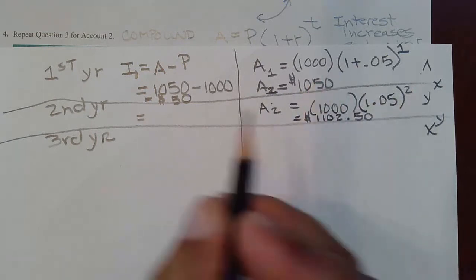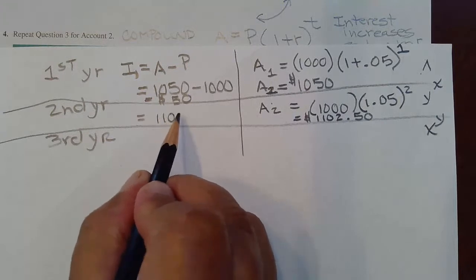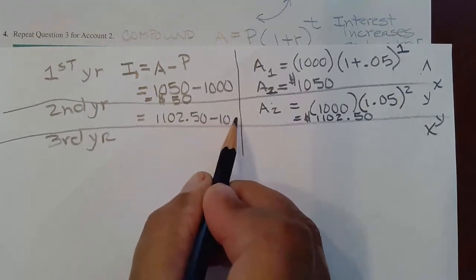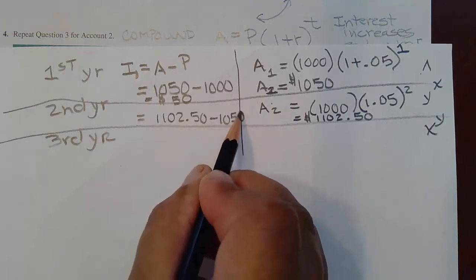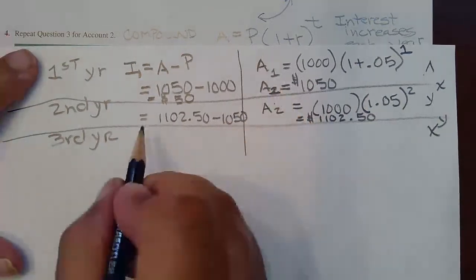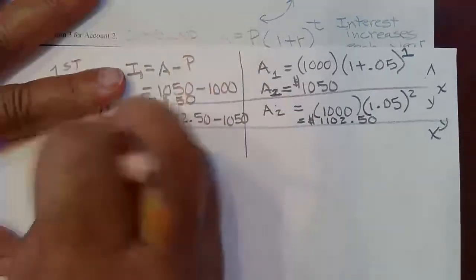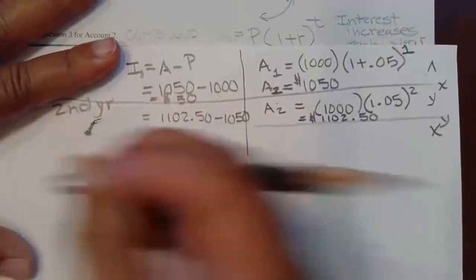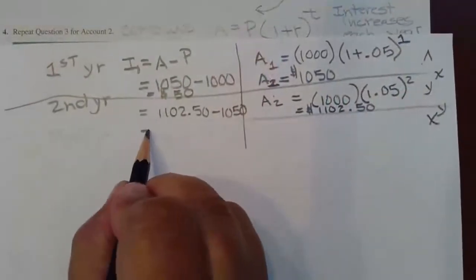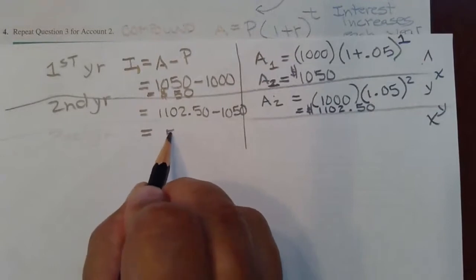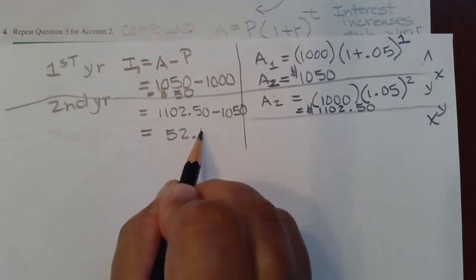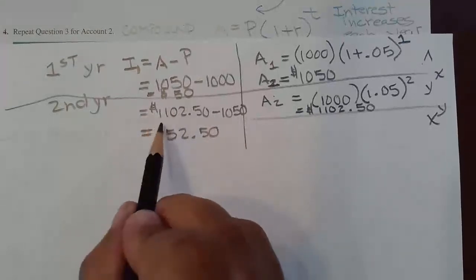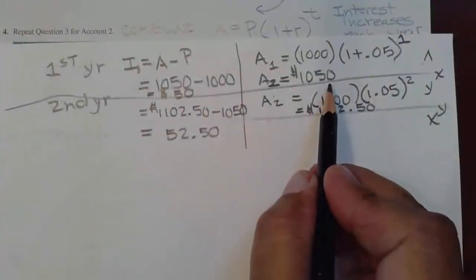So you could go $1,102.50 minus what you had at the end of last year. And that would give you, let me move this down a little bit, give myself some more space, that would give you $52.50. Just put that in your calculator, 1,102.50 minus the 1,050 that you had last year.